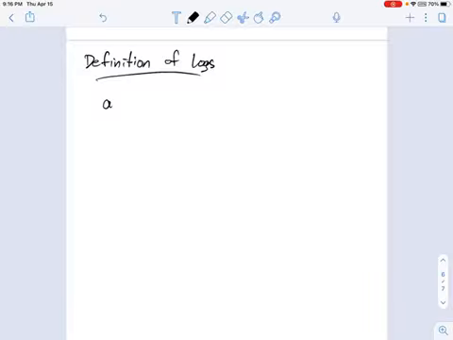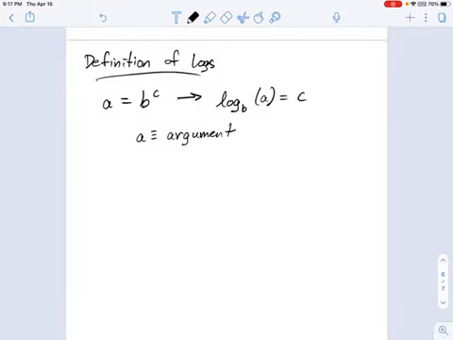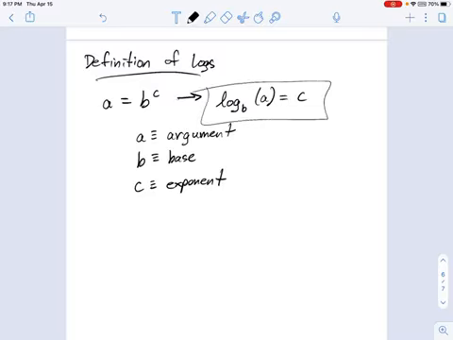So if we have some exponential where a equals b to the c power, then what that means is the logarithm base b of a equals c. And in this case, a, b, and c all mean the same thing. A is the argument, b is the base, and c is the exponent. Okay, so this is the definition of logarithms. And there's a whole bunch of rules about logs that spring out of this definition right here.